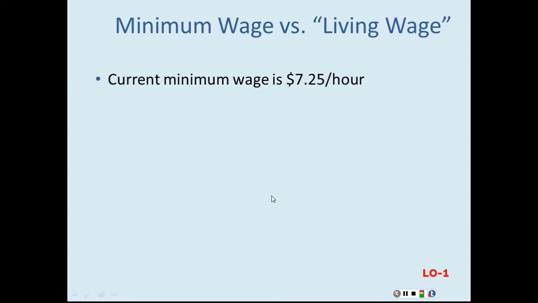Minimum wage versus living wage. Currently, minimum wage federally is $9.25 an hour. In the state of Washington, I believe the rate now is $9.09 or 10 cents, somewhere around there, higher than the federal rate. So, of course, if you're an employer in the state of Washington, you must meet the higher minimum wage.